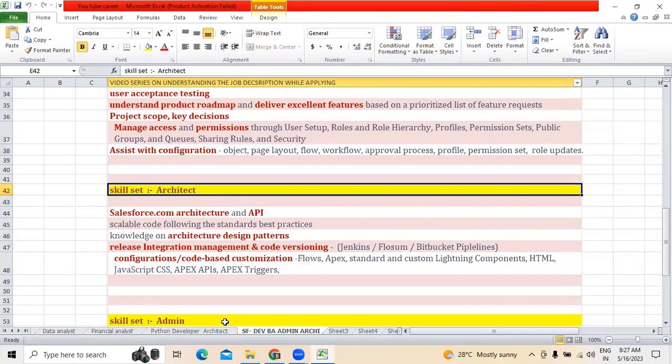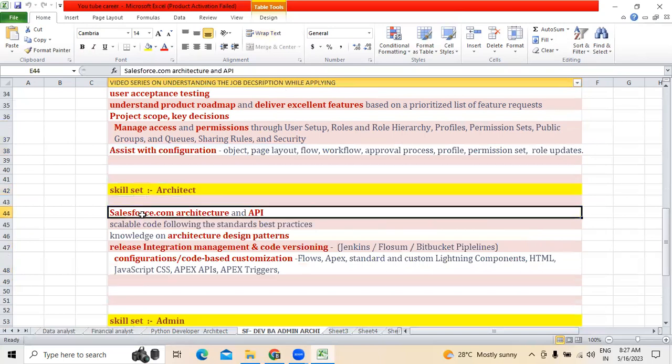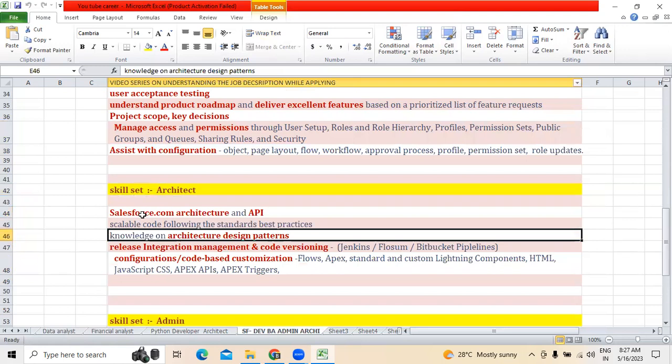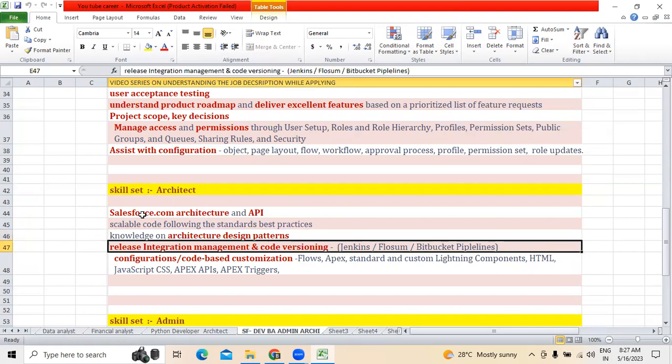And the third one is called architect level, because architects are people who have more than 10 years of experience, I would suggest. Architects usually come from a technical background, but these people should have experience over architecture as well as APIs. At the same time, they need knowledge over architectural design patterns. They must also have experience over release and integration management and code versioning, something like Jenkins, Bamboo, Bitbucket pipelines, all that.